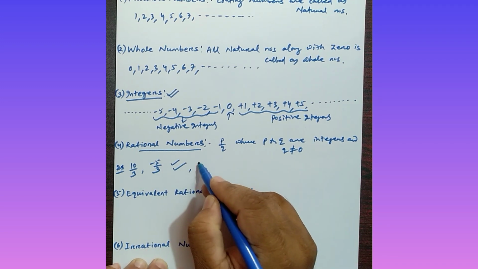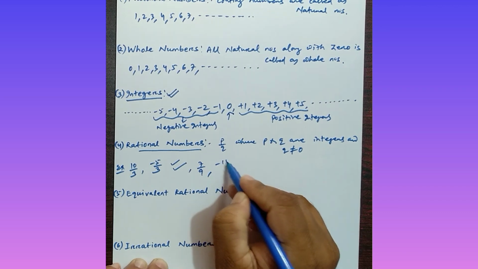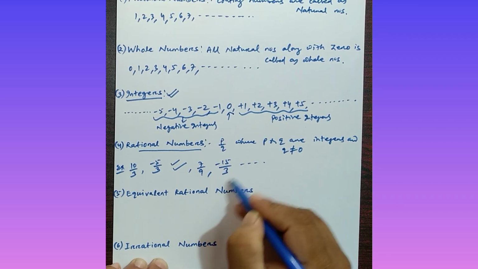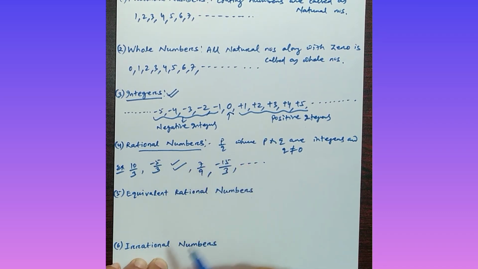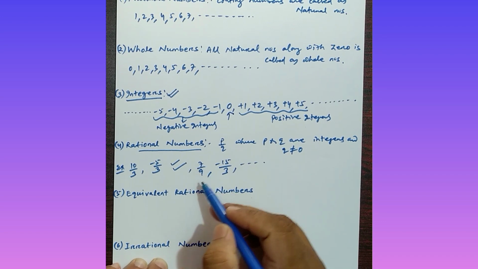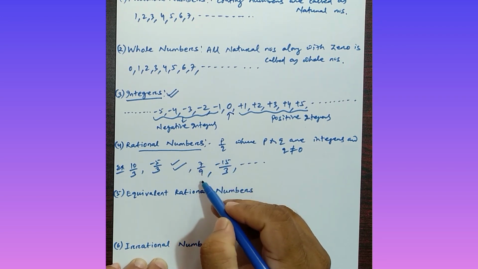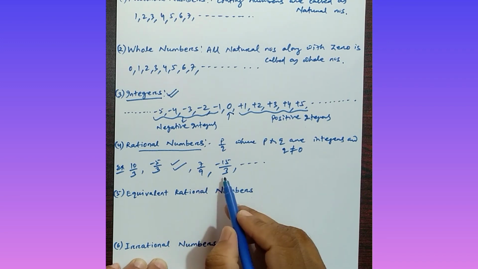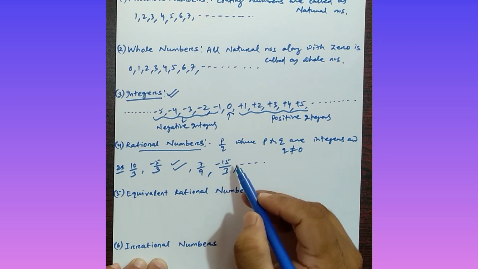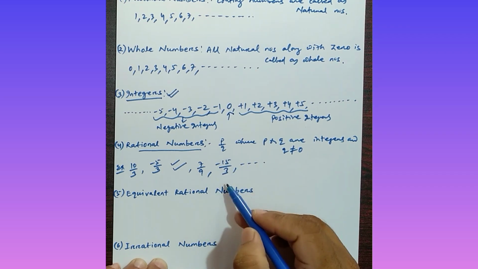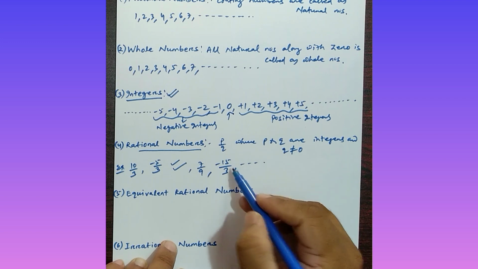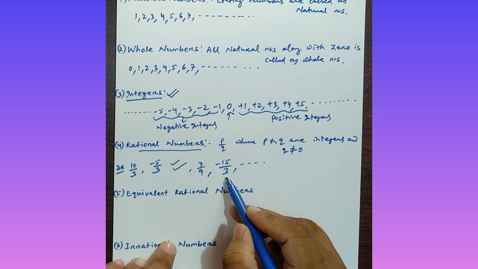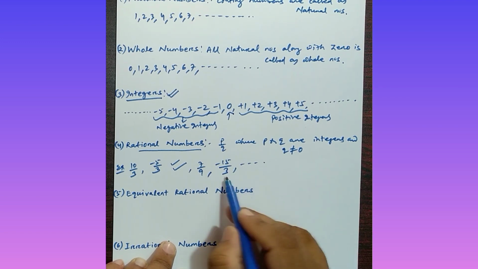Another example: let's suppose I'm writing 7 by 9, minus 15 by 3, and so on. These are examples of rational numbers. 7 by 9 can be represented in the form p by q, where p and q are integers and q is not equal to 0. Look here, 9 is not equal to 0. And minus 15 by 3 can also be written in the form p by q. Minus 15 is an integer, 3 is also an integer, right? And 3 is not equal to 0. Yes, absolutely right.